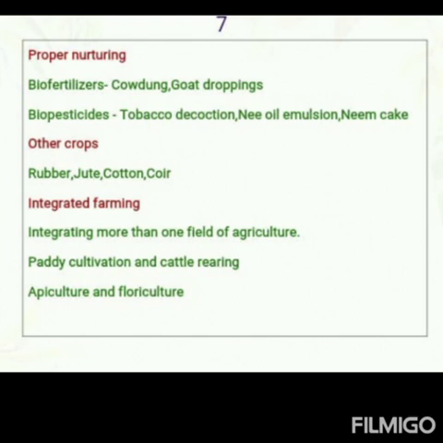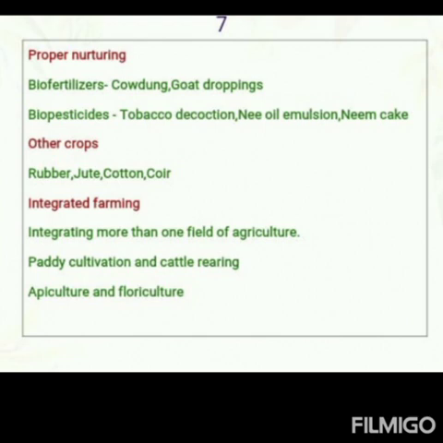And coming to last part of the chapter, we learned about integrated farming. What is integrated farming? Integrating more than one field of agriculture. That is known as integrated farming. For example, paddy cultivation and cattle rearing. And in the paddy cultivation, the bran that is given out after the paddy cultivation is given for cattle as fodder. Another example is apiculture and floriculture.